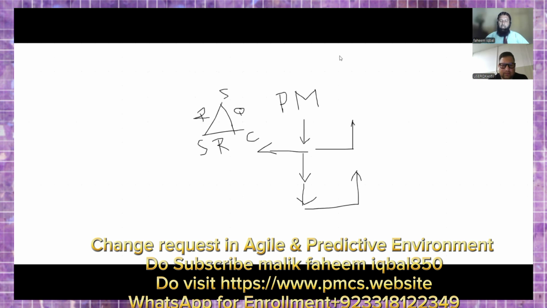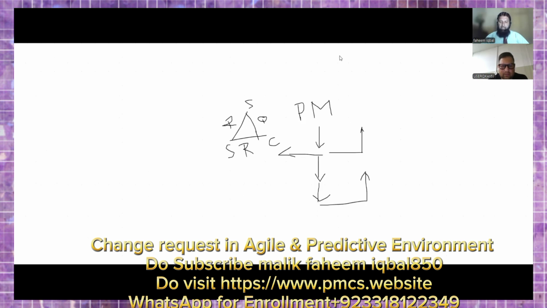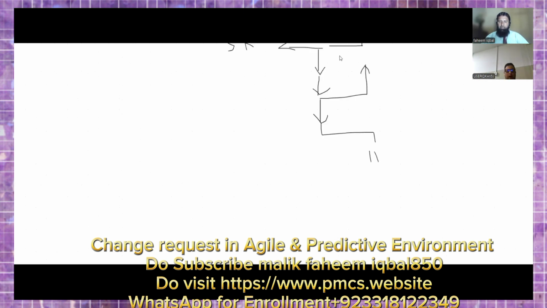And then the change control board will check the priority of the change request. If the change request is a very high value, or a medium value, or a low value. Okay, Mr. Tahir? Right, sir. If the value of the change request is very low, then the PM has authority to approve that change request.